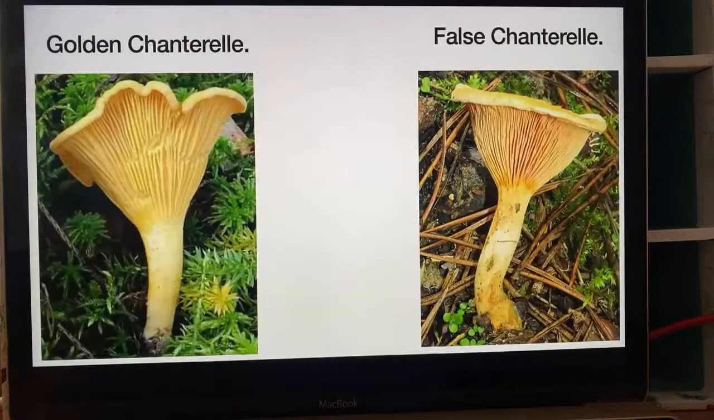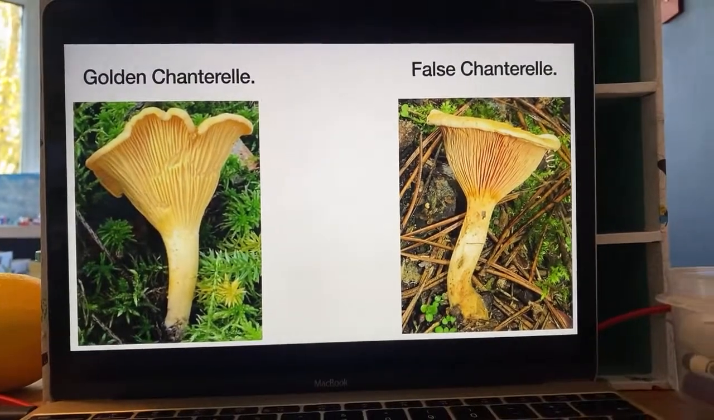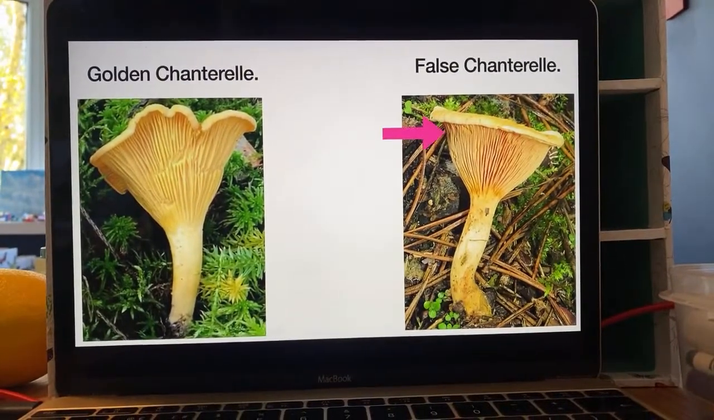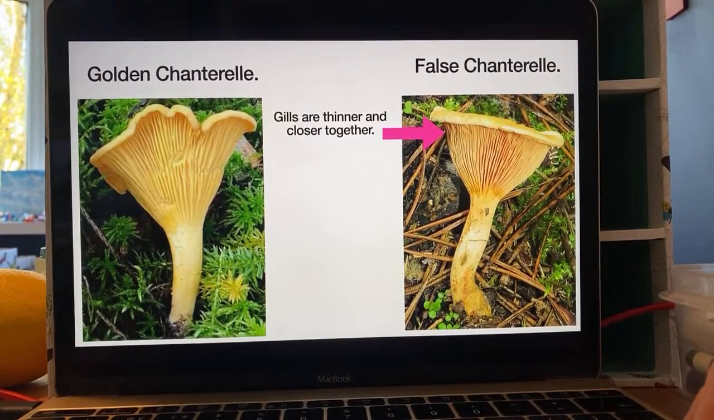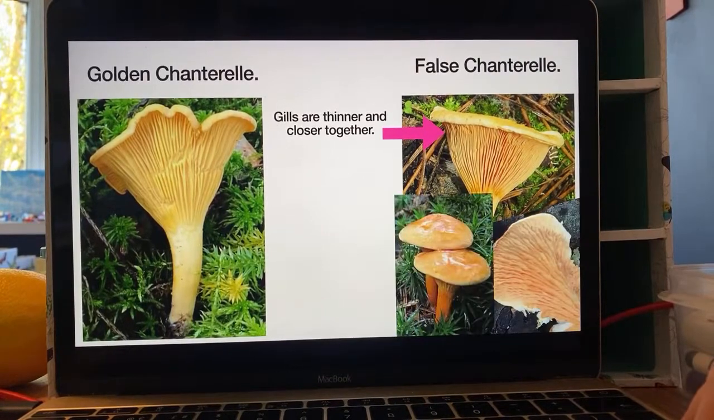Okay, let's have a little look at the difference between the golden Chanterelle and the false Chanterelle, because these are both found in the UK, where I am, and elsewhere. I mean, to my amateur eyes, they are the same photo. That is exactly the same mushroom, but it's not, of course, because you can't eat the false Chanterelle and you can eat the golden Chanterelle. So the false Chanterelle, if you hold them together like this, I guess you can see that the gills are thinner and closer together.